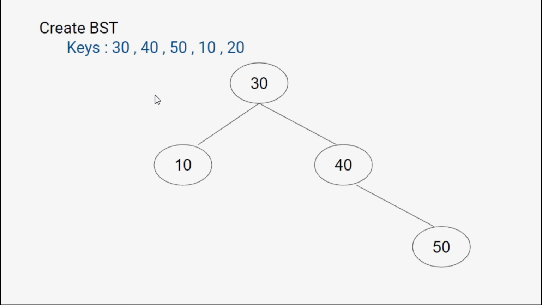Next comes 20. Again we'll compare 20 with the node 30. 20 is less than 30, so that means we are sure that 20 is going to be on the left side of 30. So we'll come to the left side of 30. There is a node present on the left side, that is 10. So we'll compare this 10 with 20, the node that we want to insert. When we compare 10 with 20, we find out that 20 is greater than 10. So that means 20 should appear on the right side of 10. So we have placed 20 on the right side of 10.